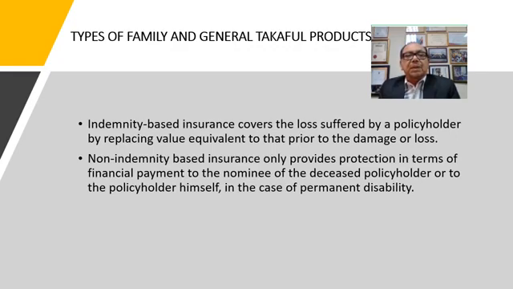So it's an indemnity-based insurance, covering the loss suffered by the policyholder by replacing value equivalent to that prior to the damage or loss. What it means here, you as a policyholder, you buy the insurance. For example, accident insurance, insurance kemalangan. They will say in the policy that you buy, if you are in an accident, on death, they will pay you 50,000 ringgit. If you lose one limb, your leg or your hand, they will pay you 10,000 ringgit.